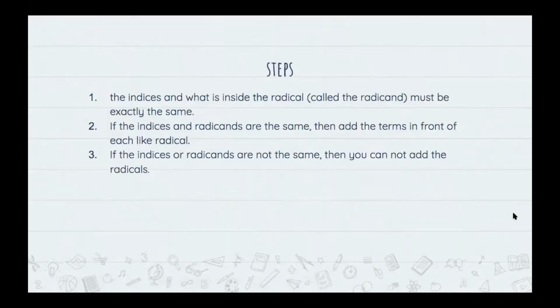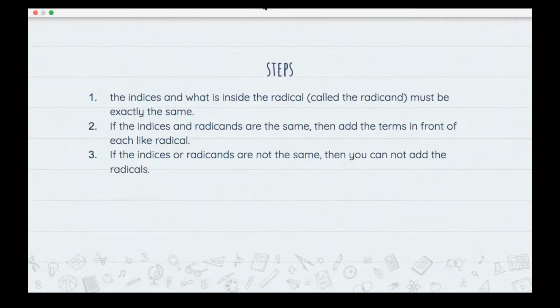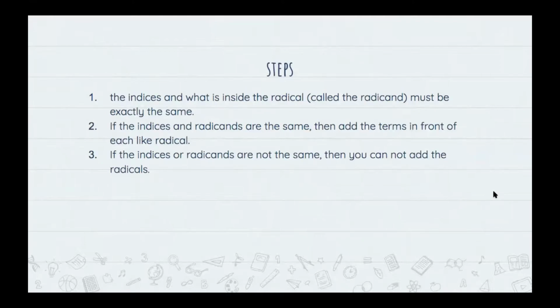So first, the index and what is happening inside the radical, which is called the radicand, must be the exact same number. If the radicands are the same, you can add the terms in front of the radical. If the radicands are not the same, you cannot add the radicals. So now I'm going to show you the first example.